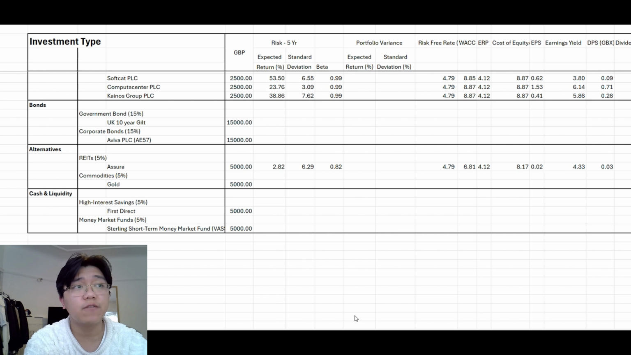I've chosen the Aviva PLC AE57. This bond offers a floating rate which adjusts with market interest rates, providing a yield typically higher than that of government bonds. The 6.1250% rate reflects its slightly higher risk relative to government bonds but offers better compensation for those risks.